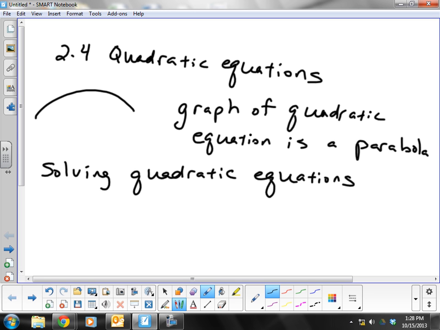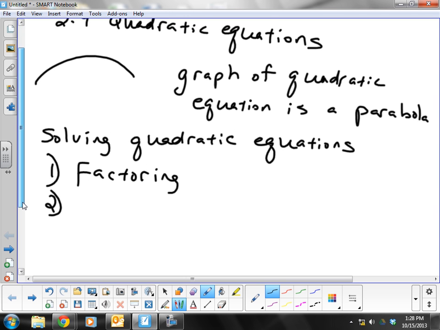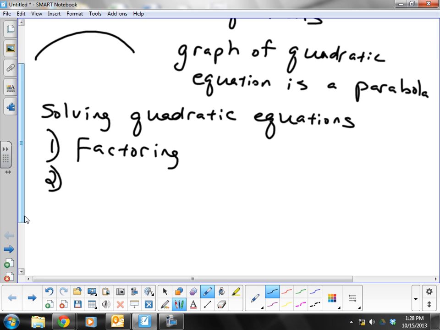And we have distinct methods for solving quadratic equations. The first one is factoring. We do a whole lot of that in Algebra 2. Remember the factoring where we take the trinomial and we turn it into two binomials? Okay, so we can factor it if the numbers are nice. Then we can also use something called the square root property.